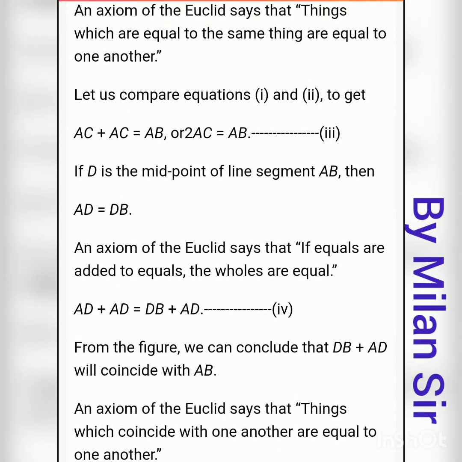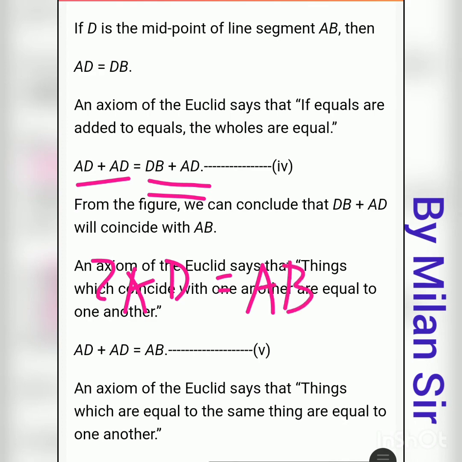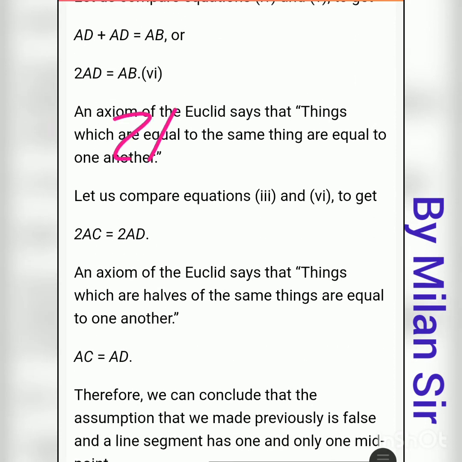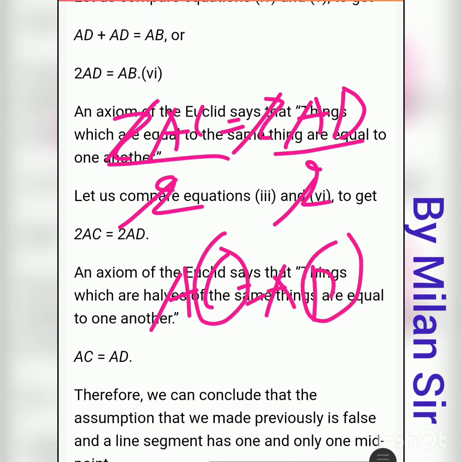This is our one equation. Second, D is also a midpoint, so AD is equal to BD. Then add AD on both sides. So AD plus AD is 2AD, and DB plus AD is AB. So 2AD is equal to AB. Then we compare the two equations and get 2AC is equal to 2AD. Now on both sides we divide by 2, so AC is equal to AD. That means C and D are the same point, so you have only one midpoint.